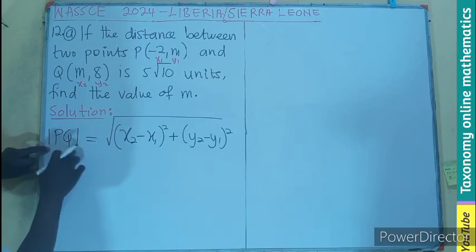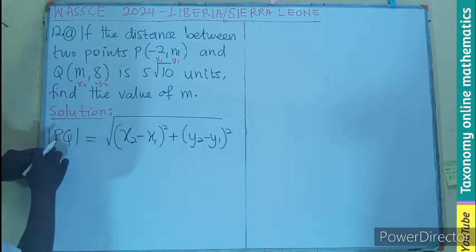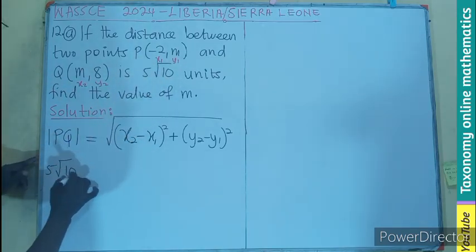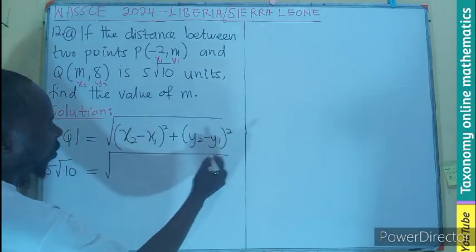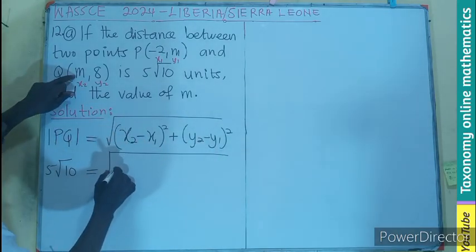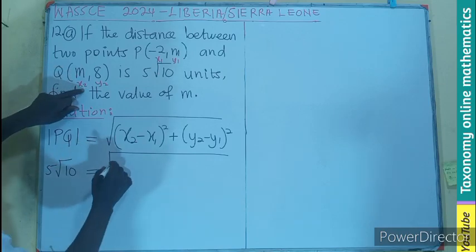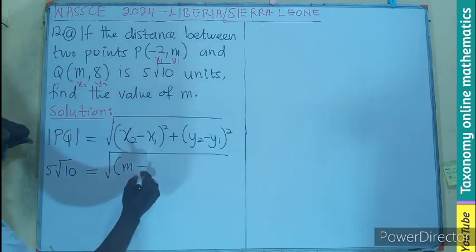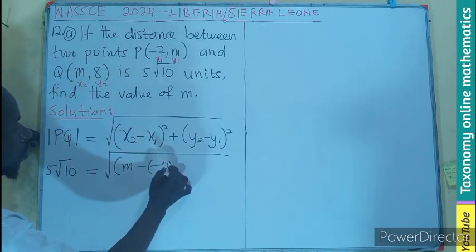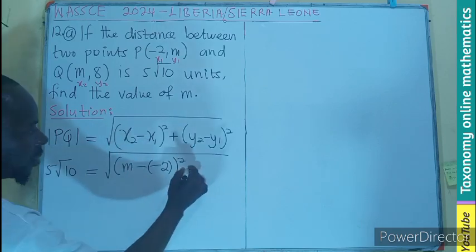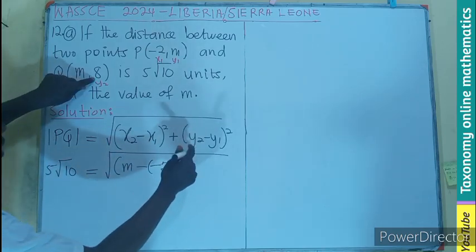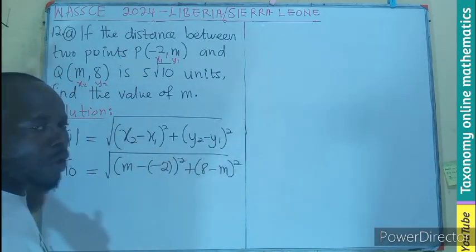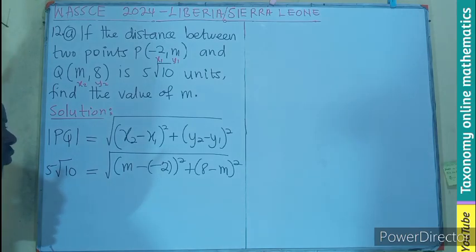So we represent this in the formula. Then this has also been given to us. This bar here means the distance between PQ is given to us as 5 root 10. And that should be equal to the root of x2, that will be m, right? x2 is going to be m minus x1, which is minus 2, all square, plus y2, which is 8, minus y1, which is m, all square. That's the first thing we are going to be doing.